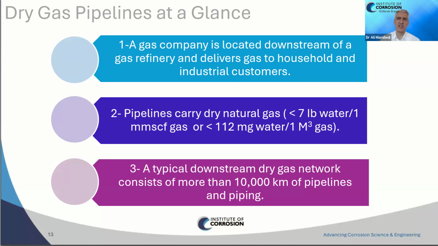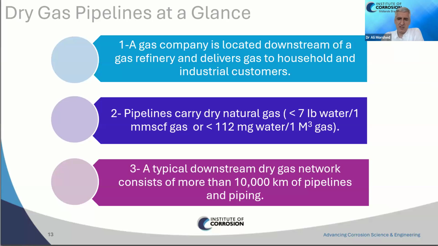Pipelines carry dry natural gas, and by dry, I mean any gas phase which has less than 7 pounds of water in every 1 million standard cubic feet of gas, or less than 112 milligrams of water in 1 million cubic meters of gas. So these are two definitions for a dry gas pipeline.